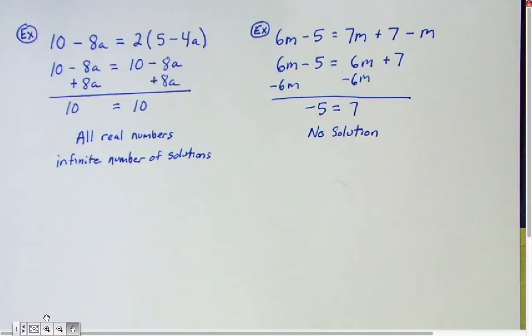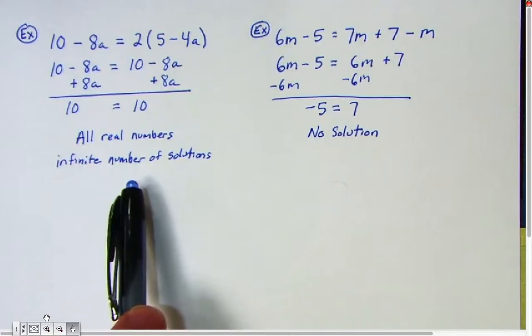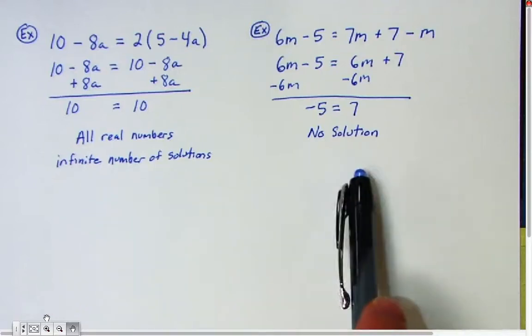And now you have seen in this video how to solve equations with variables on both sides. You've seen examples where there is one answer to each problem, and you've also seen an example where all real numbers will work, and there's an infinite number of solutions, and an example where there's no solution.